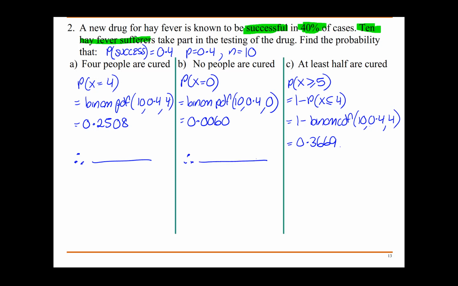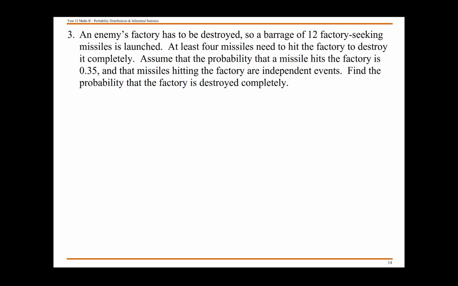So the first one would be approximately 25.08% chance that 4 people are cured. Second one, approximately 0.6% chance that no people are cured. And then the last one would be approximately 36.69% chance that at least half are cured. Moving on to the next problem, you should pause the video and have a go at it yourself.